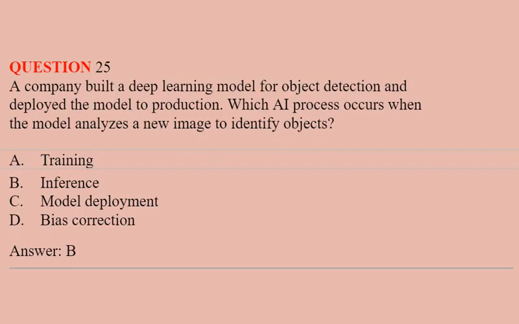Question: A company built a deep learning model for object detection and deployed the model to production. Which AI process occurs when the model analyzes a new image to identify objects? Option A, training. Option B, inference. Option C, model deployment. Option D, bias correction. Correct answer is option B.